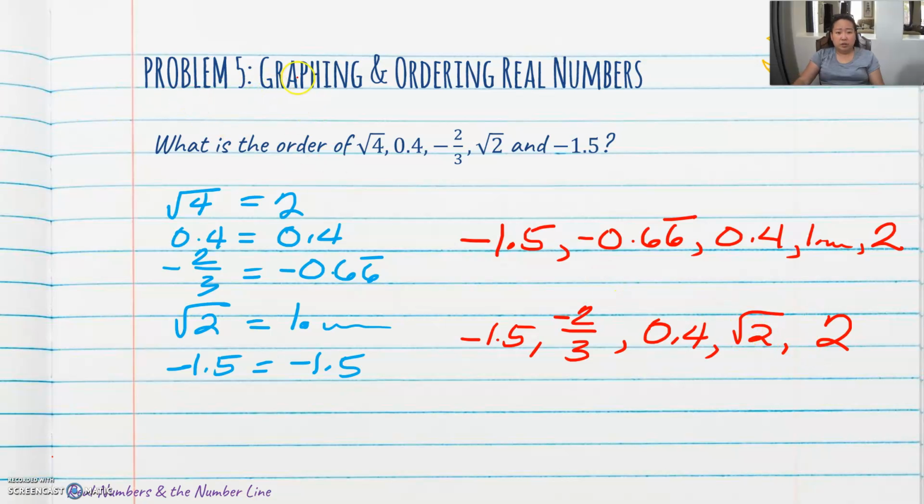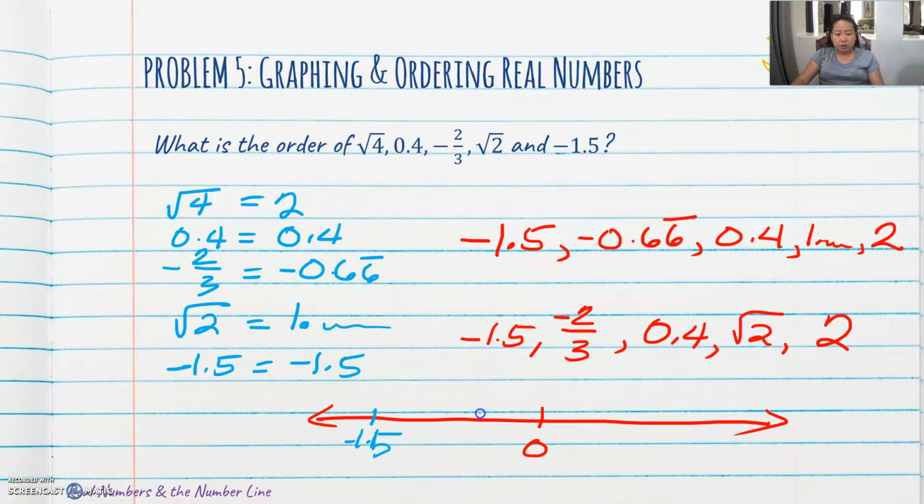Now, it also mentioned here in the title that we need to graph it. When we're graphing, we're just going to be using our number line. So, just draw your number line. Your reference will always be 0. Okay? So, we have negative 1.5 here. Let me use a different ink. Okay, negative 1.5 is here. Negative 2/3 will be somewhere here.